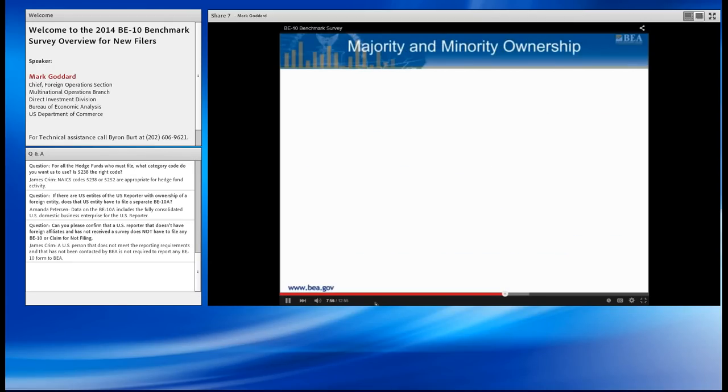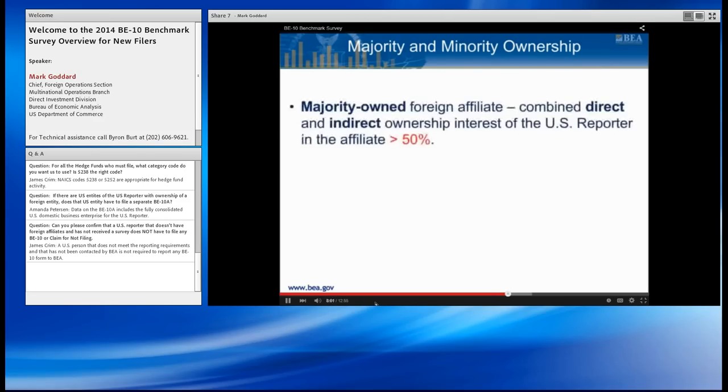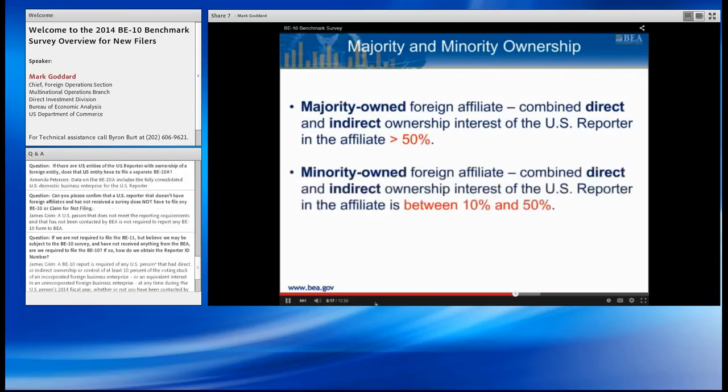A foreign affiliate is either majority-owned or minority-owned by its U.S. parent. A majority-owned foreign affiliate is one in which the combined direct and indirect ownership interest of the U.S. reporter of the affiliate exceeds 50%. A minority-owned foreign affiliate is one in which the U.S. reporter owns between 10 and 50% of the affiliate.